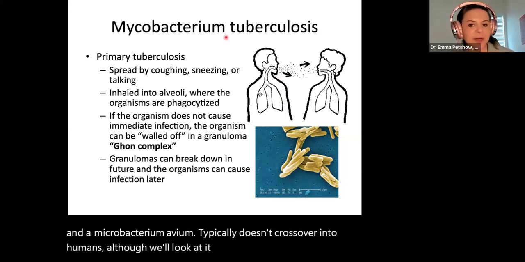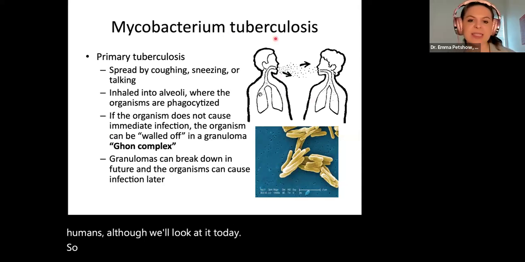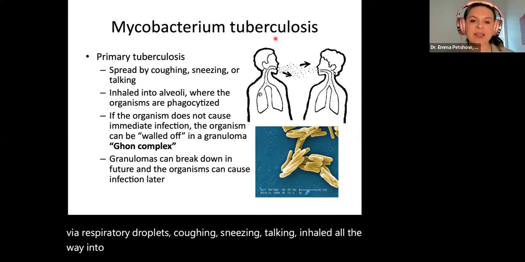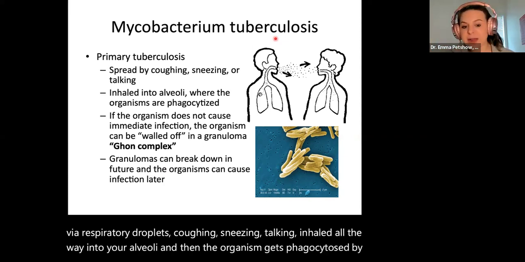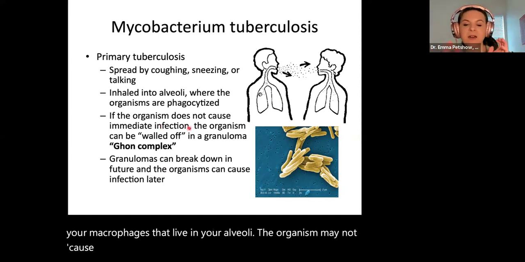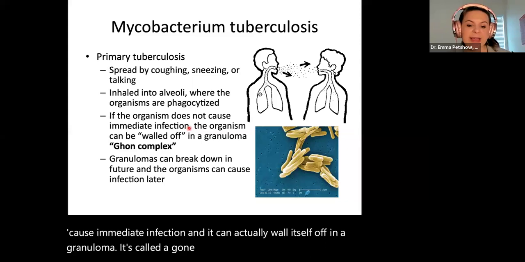So Mycobacterium tuberculosis, it's primary tuberculosis. It's spread via respiratory droplets, coughing, sneezing, talking, inhaled all the way into your alveoli, and then the organism gets phagocytosed by your macrophages that live in your alveoli. The organism may not cause immediate infection, and it can actually wall itself off in a granuloma. It's called a Ghon complex in the actual alveoli.